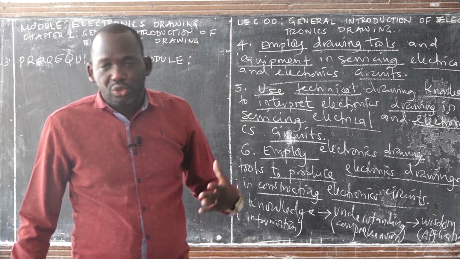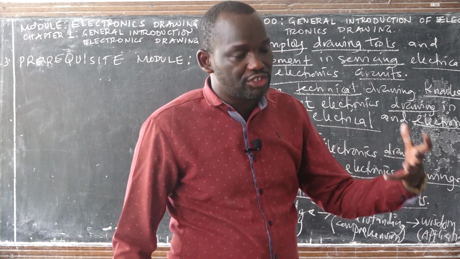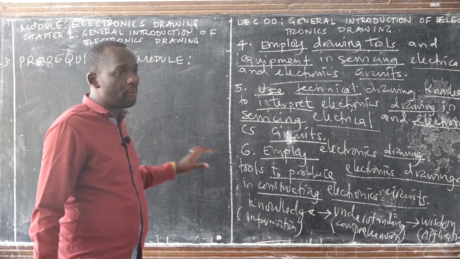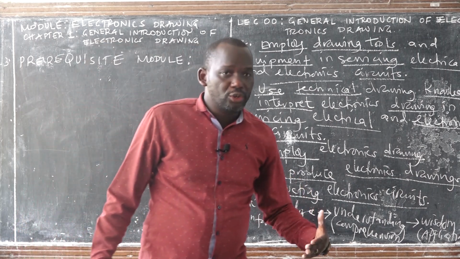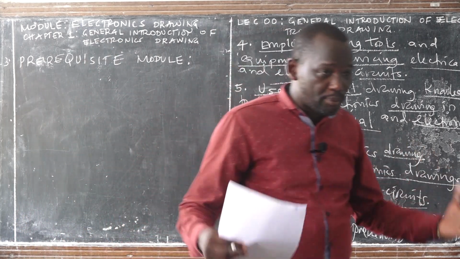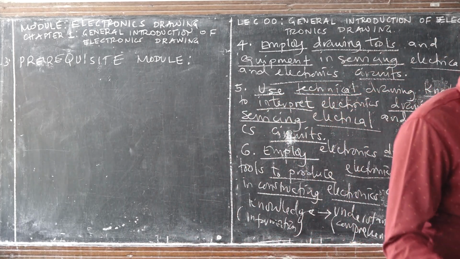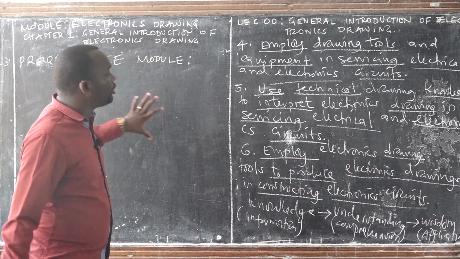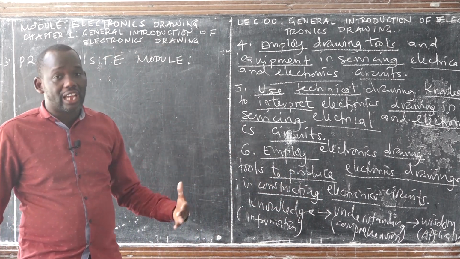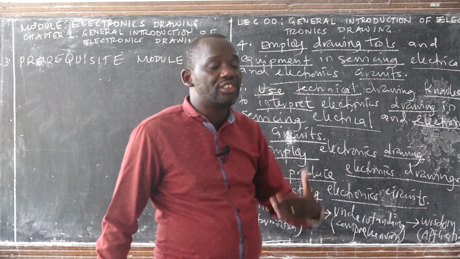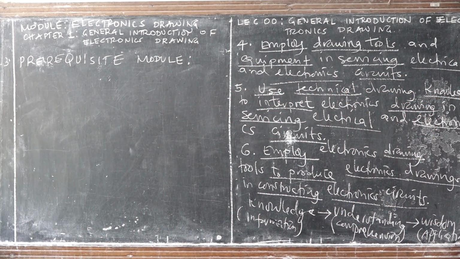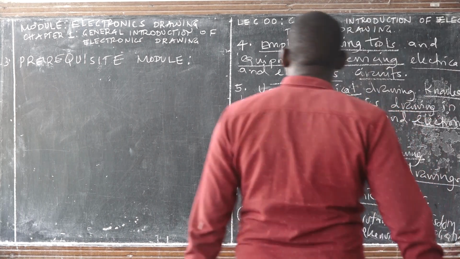So in the case of all the modules of the first semester in NTA level 4, or first year ordinary diploma students, all of the modules just have no prerequisite. But once you get into the second semester, you find that most of the modules that you learned in the first semester are the prerequisites of the modules of the second semester. Is it clear?